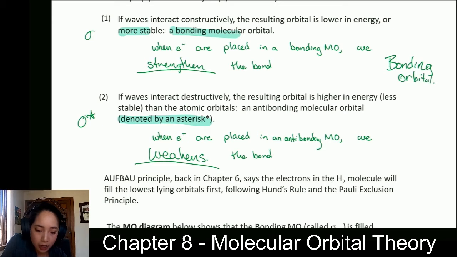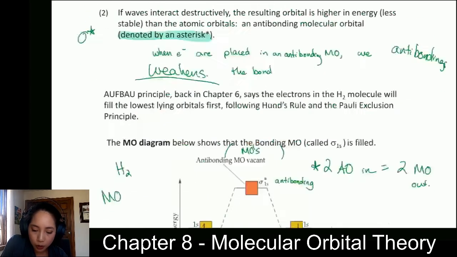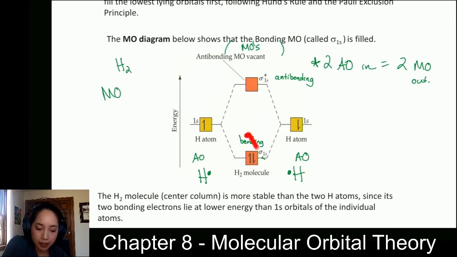And then the destructive interaction, these are our antibonding orbitals. So that's what you see here. We see our bonding down here and our antibonding up here. So if we take inventory of all of the electrons that come from atomic orbitals for our hydrogen molecule, there's a total of two electrons that are coming from atomic orbitals.